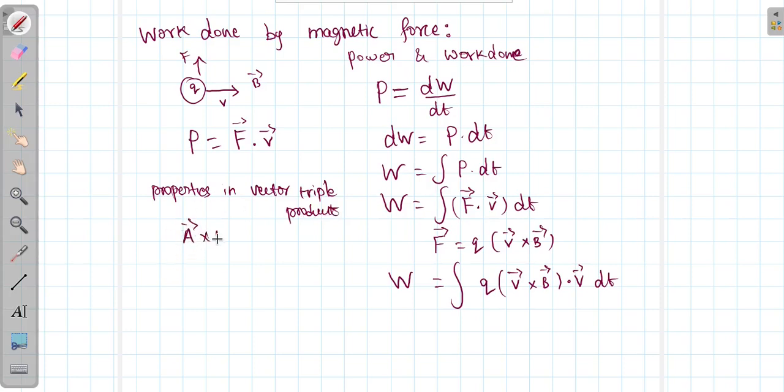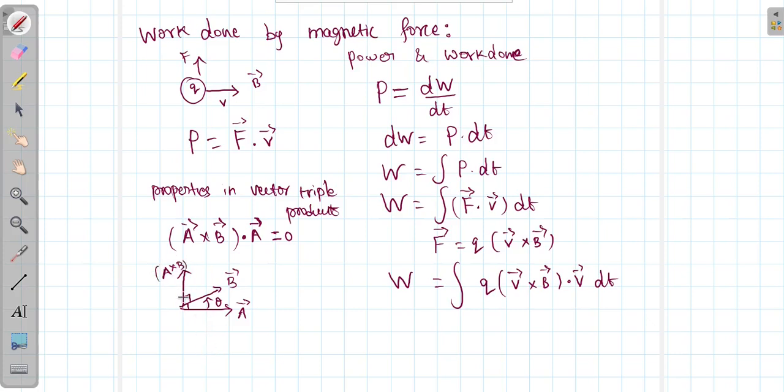A cross B dot A equals 0. Now we will explain why it becomes 0. What is the direction of A cross B? Suppose you take vector A and vector B. A vector cross B vector, the answer A cross B, is perpendicular to both A as well as B.